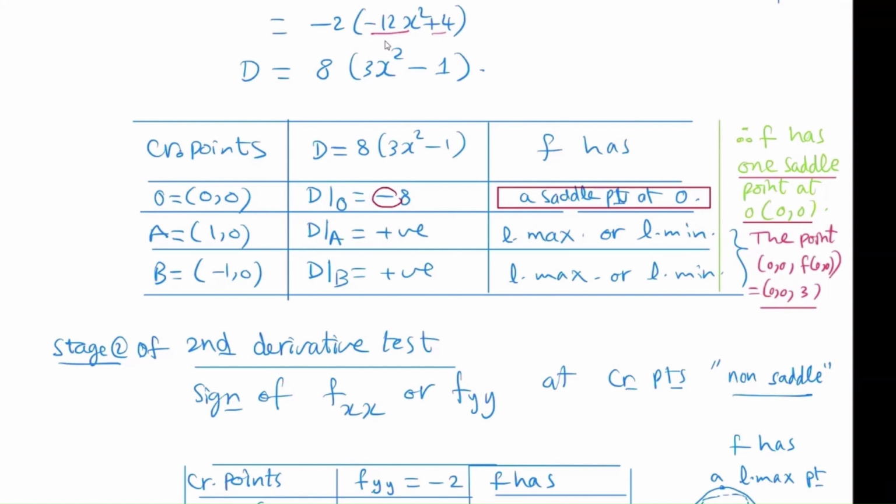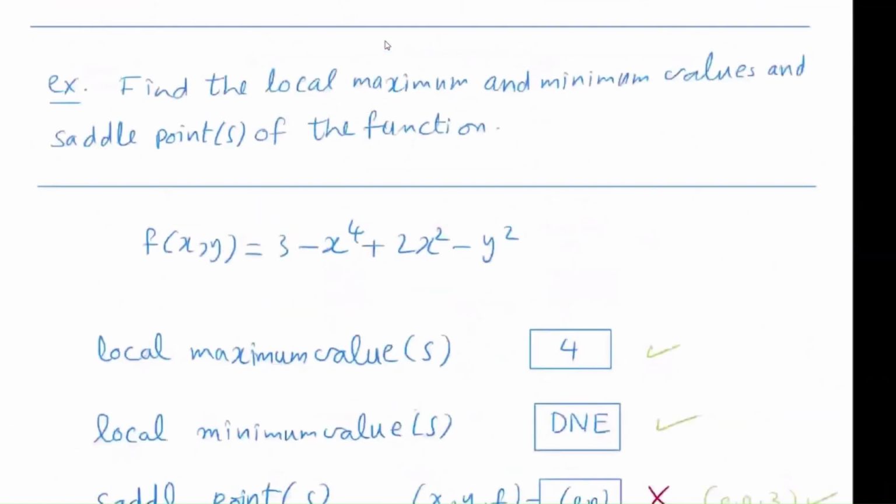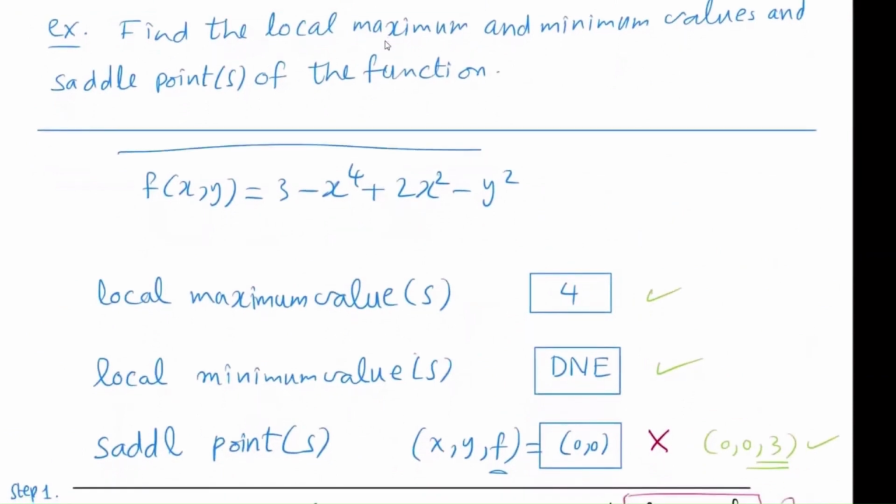The function has a saddle point at O, 0, 0. The saddle point itself, in the format required in some web assignments, is 0, 0, and f(0,0). So how do we find the z of the saddle point, the height of the function? You plug in x equals 0 and y equals 0 in the given function. Originally this is the given function. Put x equals 0 and y equals 0, and you get 3, only 3.